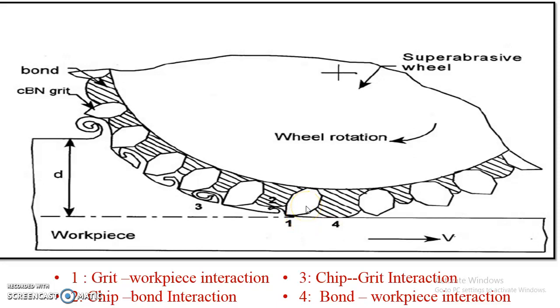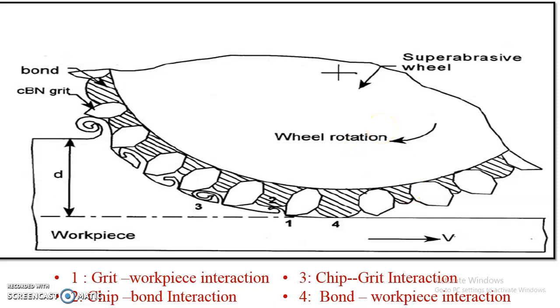So because of this interaction between each and every element, that is, in between the abrasive particle and the workpiece, in between chip and the bond, in between chip and the grit, and bond and the workpiece, there is friction. And this continuous friction will affect the performance of the grinding wheel also.